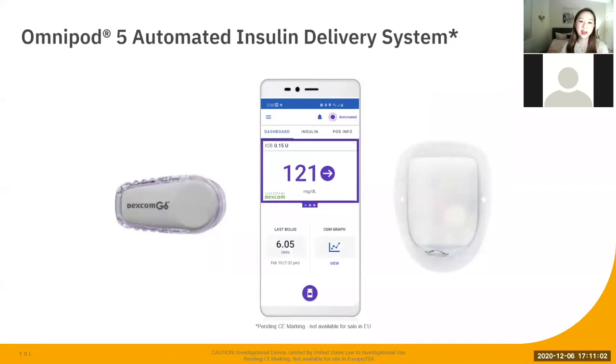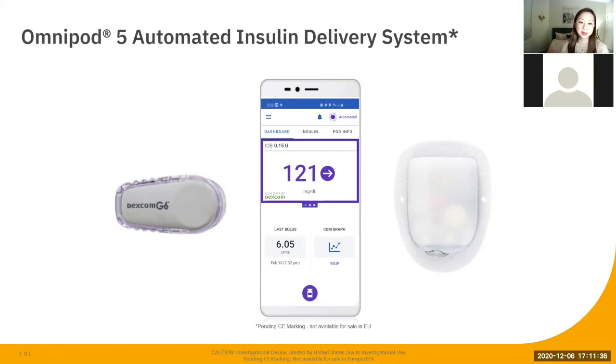So the Omnipod 5 automated insulin delivery system is our closed loop system, which is currently still under investigation, and it is in clinical studies right now. We just wrapped up what we call the pivotal study, which was tested in subjects age 6 to 70 years of age. And we're packaging all of that up and getting that ready for FDA submission. So we're in the midst of that.